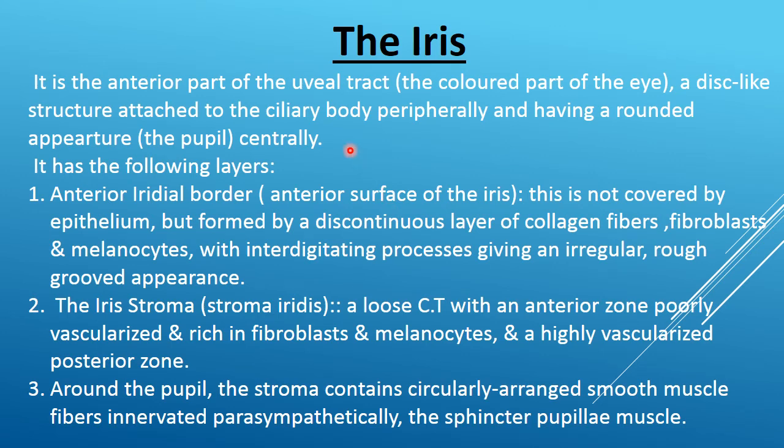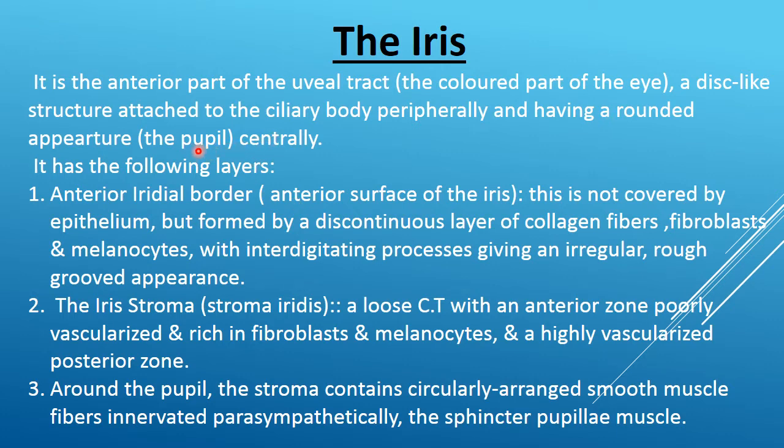Now moving on to the next part, that is the iris. I hope you have almost understood the structure of the iris, as I have shown you the pictures. So that is making up the anterior part of the uveal tract, and this is actually the component which is giving the color to the eye. This is a disc-like or diaphragm-like structure. It is attached to the ciliary body peripherally and having a rounded aperture in the center, which is called the pupil.